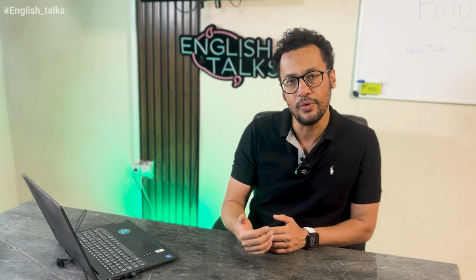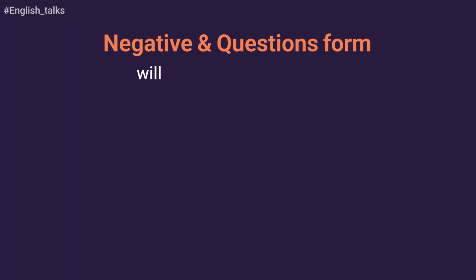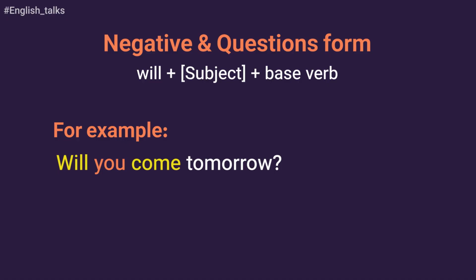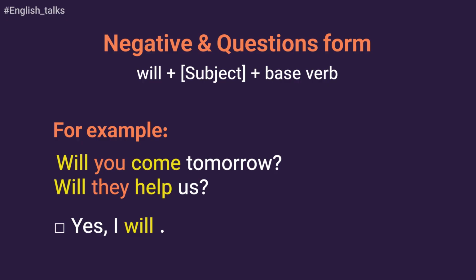In order to make questions, we invert the subject and will. So, will plus subject plus base verb. For example, will you come tomorrow? Or will they help us? And for short answers, you can say, yes, I will, or no, I won't.